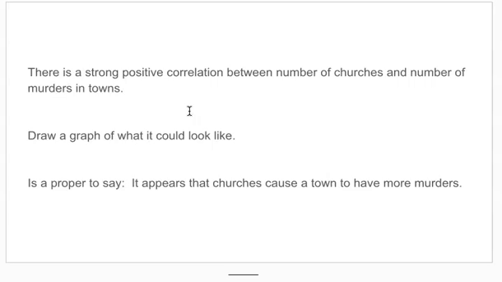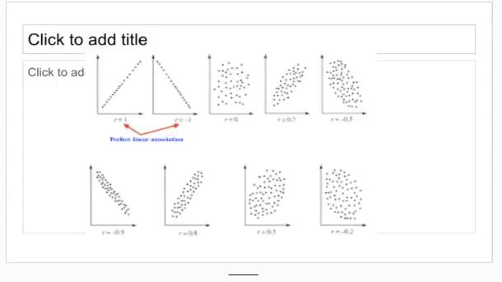So there's a strong positive correlation between the number of churches and the number of murders in a town. So if you took, let's say, 200 towns throughout the country and you plotted each town, you had a point for each town that had the number of churches and the number of murders, you would probably end up with something that looked like this, a positive 0.7. So as the number of churches went up, so did the number of murders.